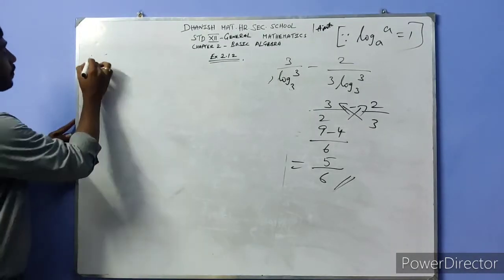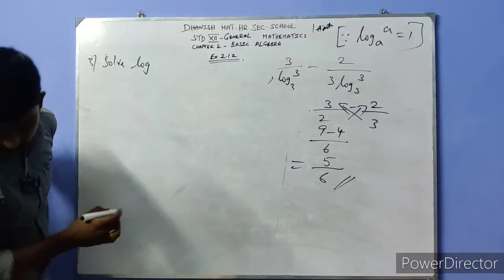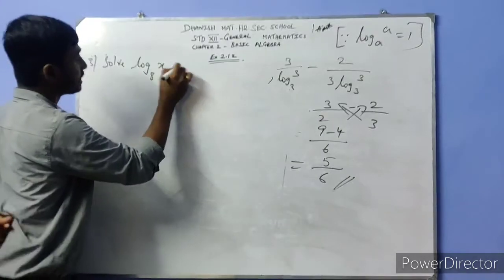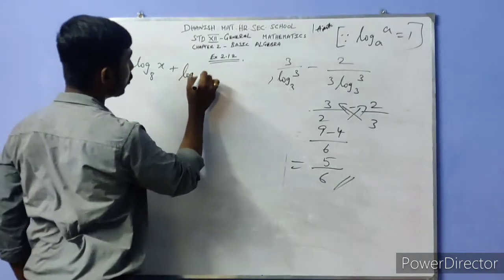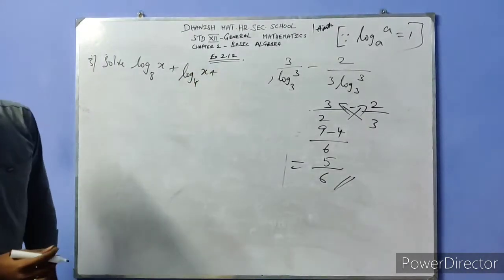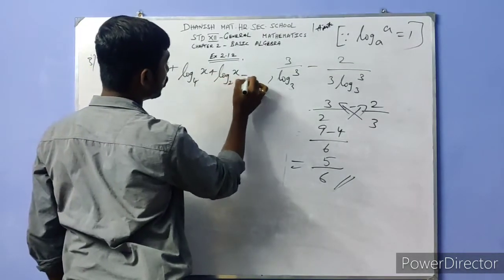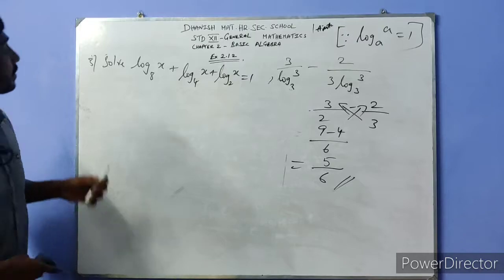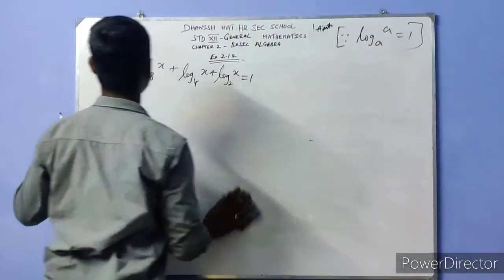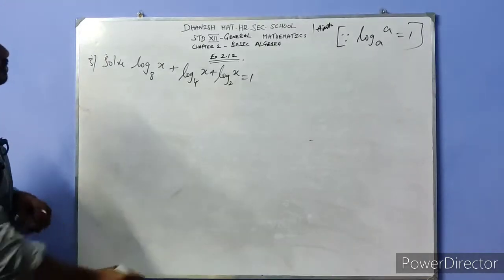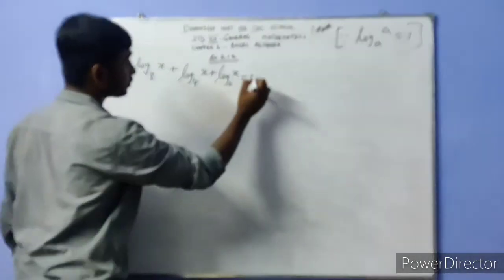So that is: solve log 8x plus log 4x plus log 2x equal to 11. So what is the question given here? Log 8 power x, sorry, log 8x plus log 4x plus log 2x equal to 11.